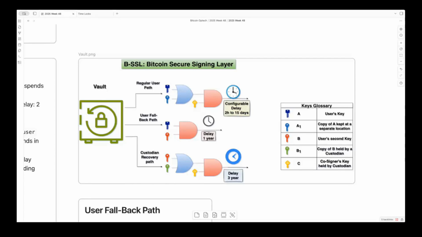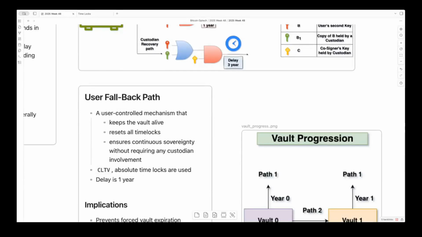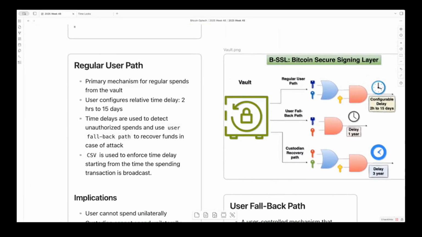After the same three years. Okay, got it. Because if you don't move it to a new transaction, all these paths will become valid after 3 years, and you won't have the protection of the first path and the second path. Okay, got it. Thank you.